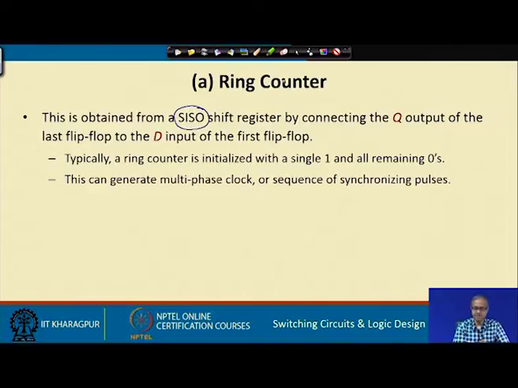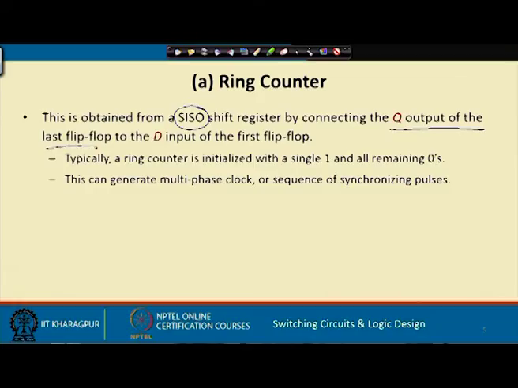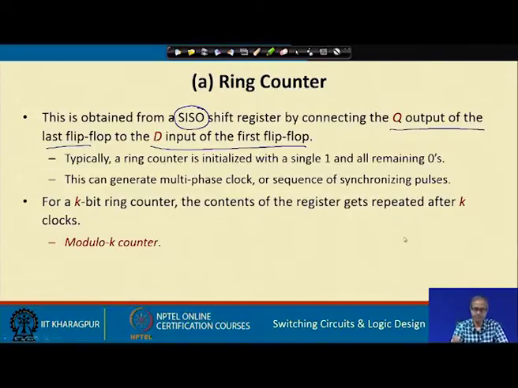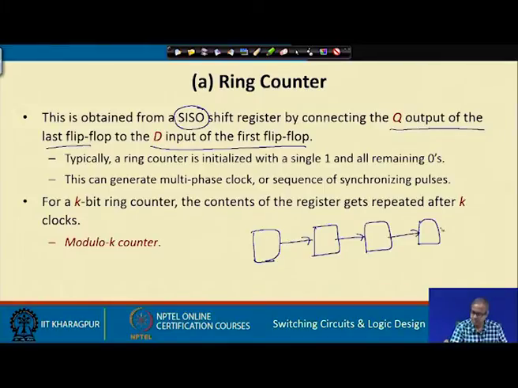Now, a ring counter is a special kind of SISO register, where instead of applying an external serial input SI, we connect the Q output of the last flip flop to the D input of the first flip flop. So, how does it look? There are 4 stages, you just recall. There will be multiple stages of flip flops. What we are saying is that let the shift register be connected as usual, but the output of the last stage we are feeding as the input of the first stage. This is how a ring counter is designed.